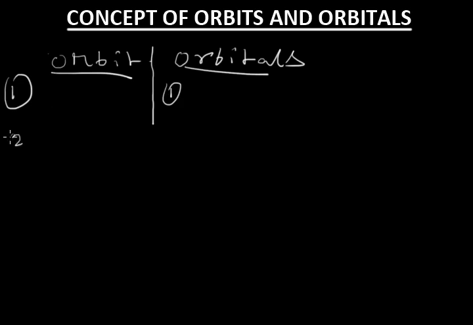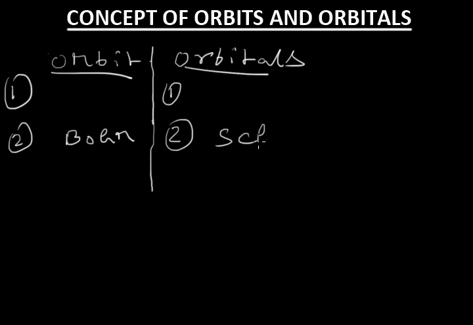Now, after the definition, we discuss some other characteristics. The concept of orbit was given by Bohr, Niels Bohr, and the concept of orbitals is obtained from the acceptable solutions of the Schrödinger wave equation. Mind it, acceptable solutions of the Schrödinger wave equation.